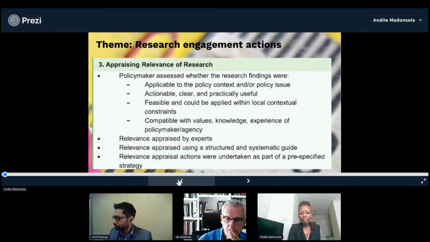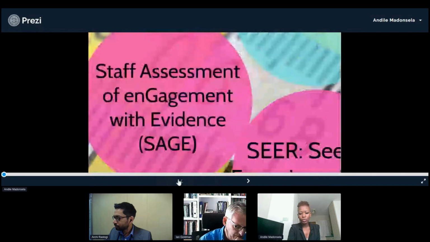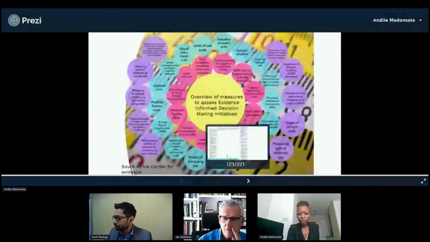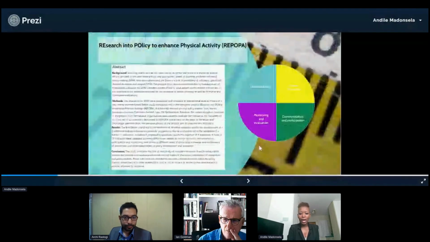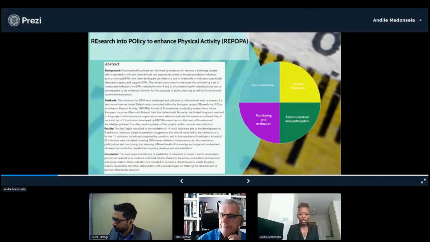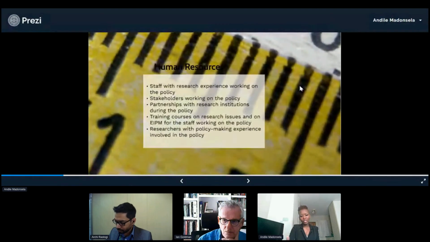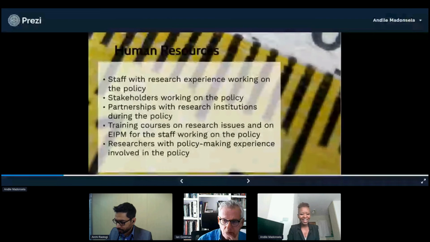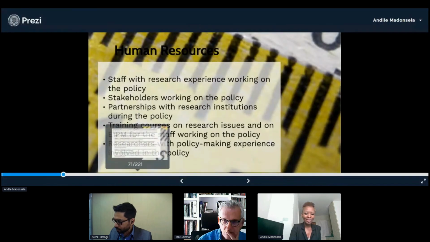In the same way, if I were to zoom into Repopa indicators, you'd realize that they have 4 measure themes, which they measure around documentation, human resources, monitoring, evaluation, and communication and participation. So if you wanted to understand what points they measure under human resource, you'd click on that and you'd see what they measure under human resource.